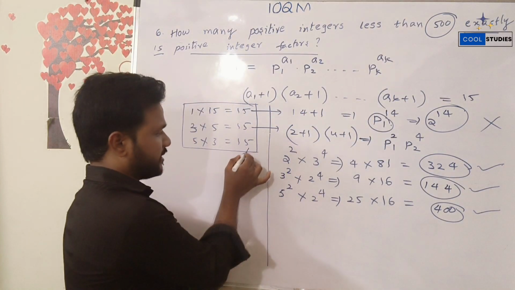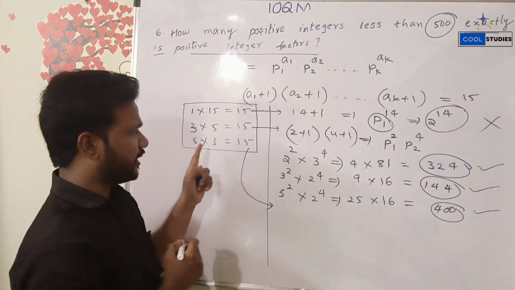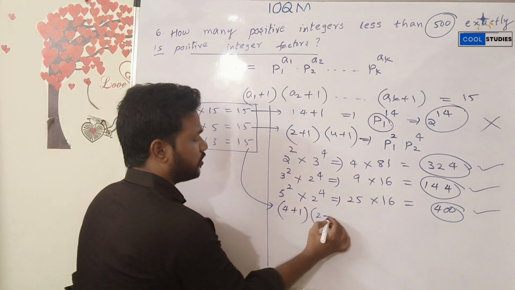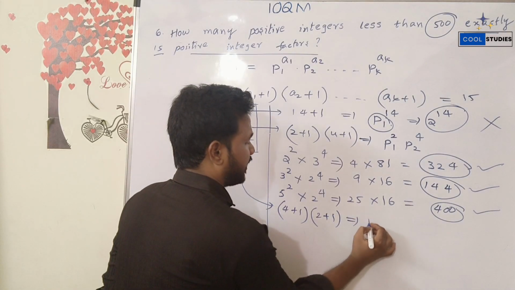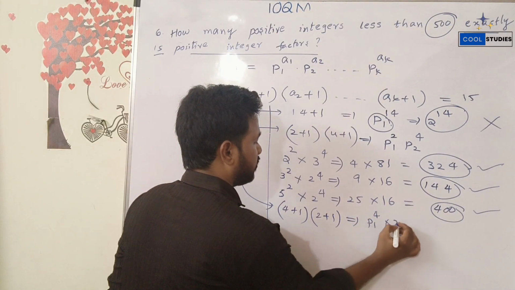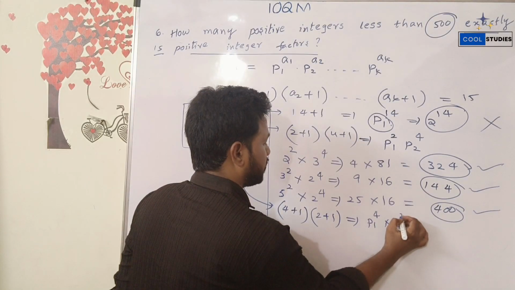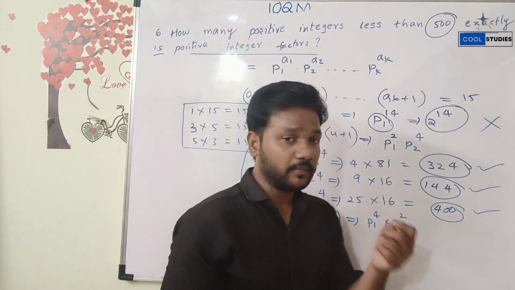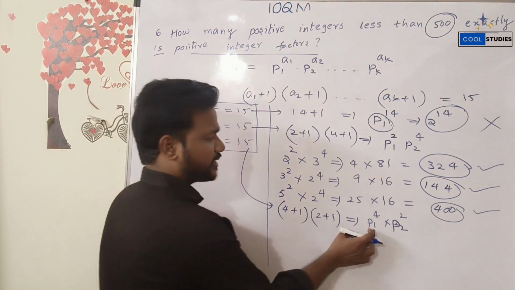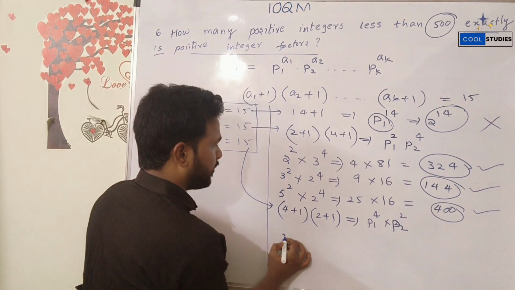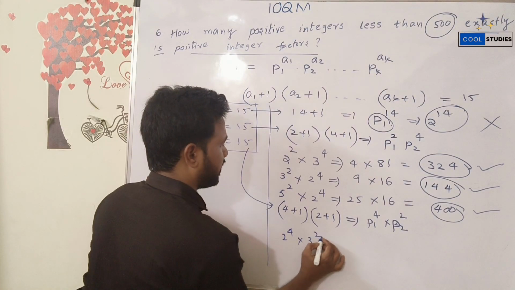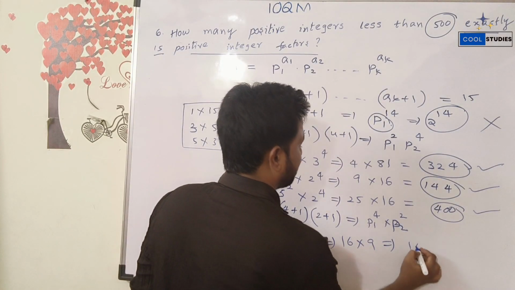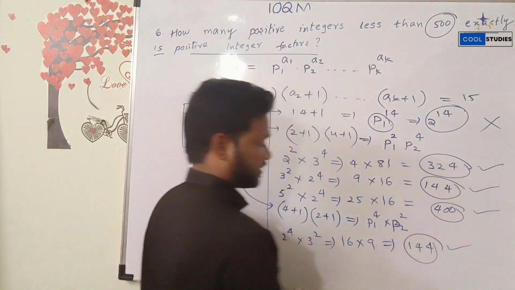Let us come to the third case. In the third case, 5 into 3 can be written as 4 plus 1 into 2 plus 1. That means we write p1 power 4 into p2 power 2, where p1 and p2 are prime numbers. Let us take p1 as 2 and p2 as 3. So 2 power 4 into 3 square. 2 power 4 is 16, 3 square is 9, so again the answer is 144. This case is already covered.